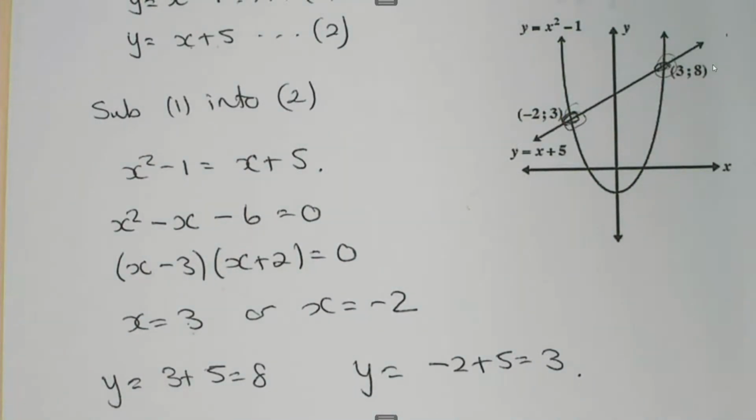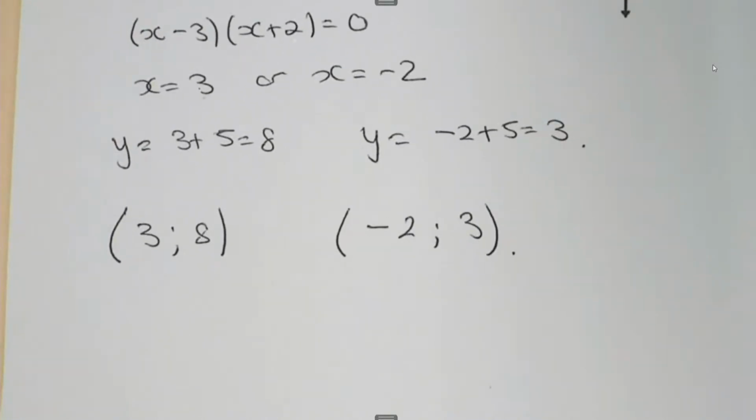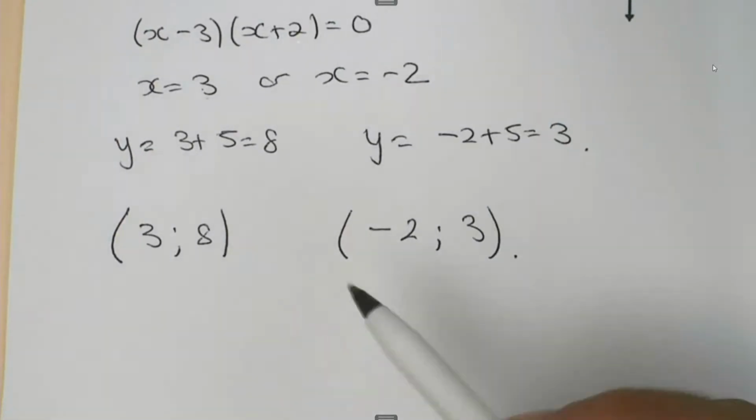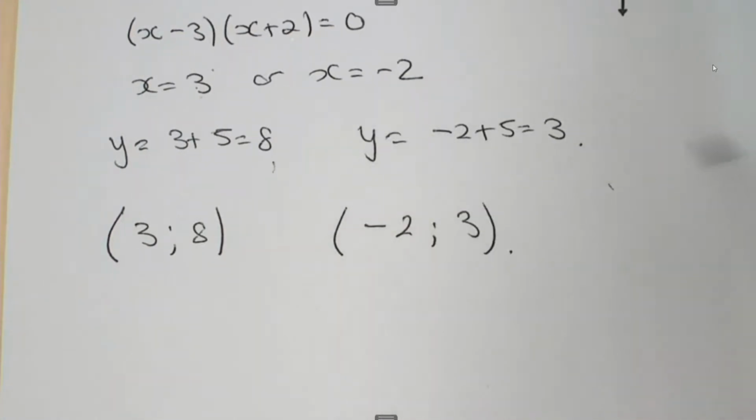So the application for solving simultaneously is to find the points of intersection of the two graphs. And in this case, it is x equal to 3, y equal to 8, and x equal to negative 2, y equal to 3.